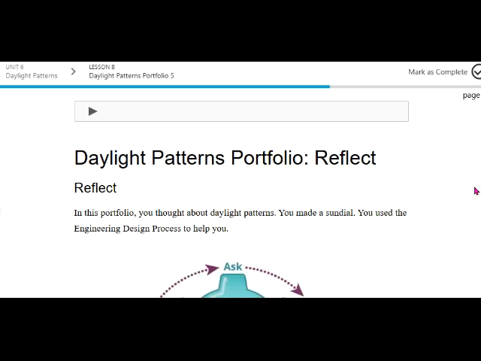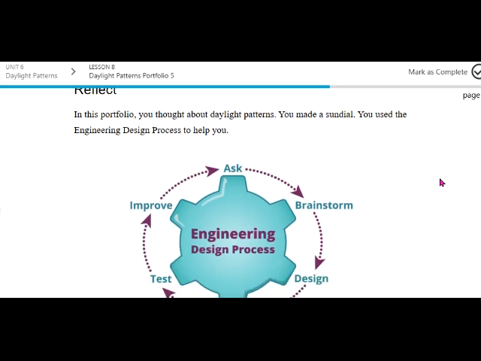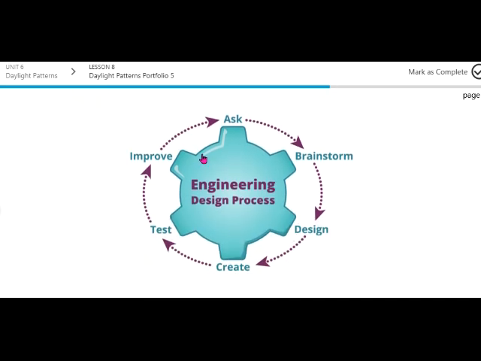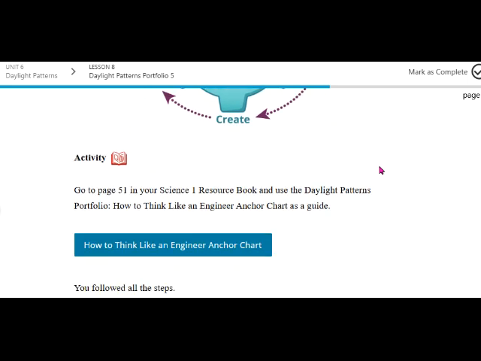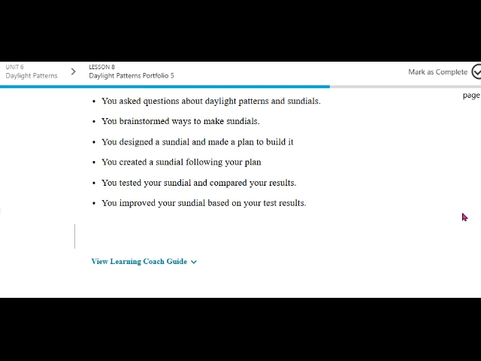Reflect. We're all done. In this portfolio, you thought about daylight patterns, you made a sundial, and you used the engineering design process to help you. Now that this process is done, we're going to reflect, which means we're going to think about how it went. You followed all the steps. You asked questions about daylight patterns and sundials. You brainstormed ways to make sundials. You designed a sundial and made a plan to build it. You created a sundial following your plan. You tested your sundial and compared your results. And you improved your sundial based on your test results.